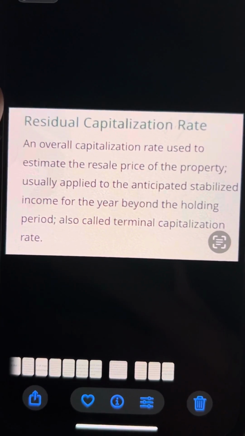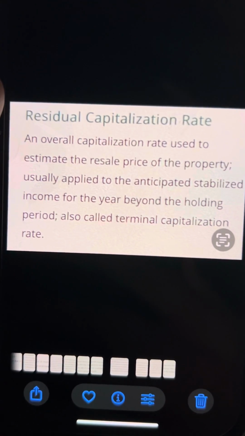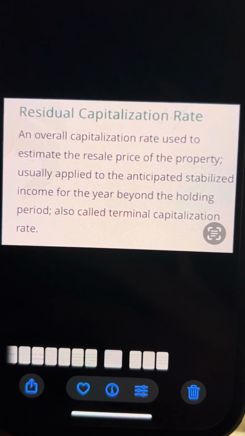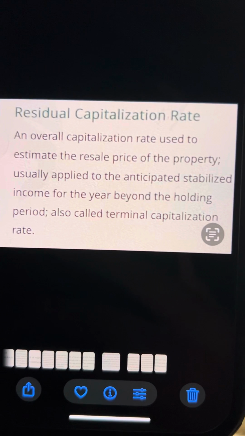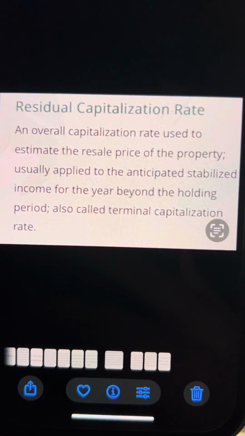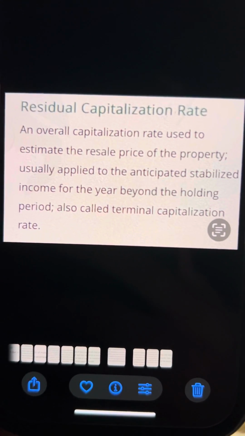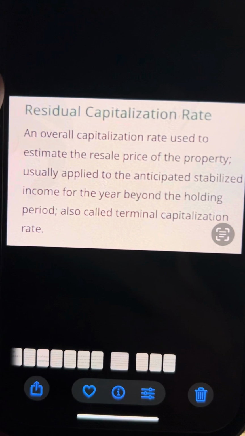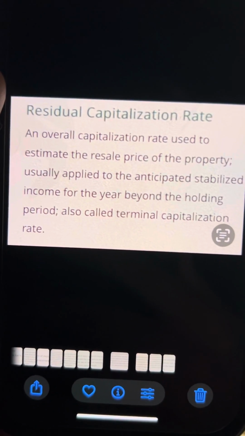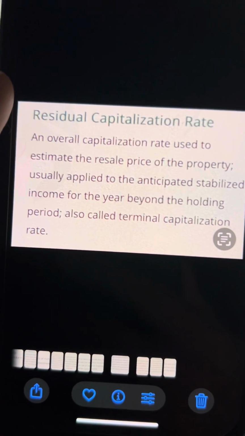Number 12, an overall capitalization rate used to estimate the resale price of the property, usually applied to the anticipated stabilized income for the year beyond the holding period, also called terminal capitalization rate. The answer is residual capitalization rate.